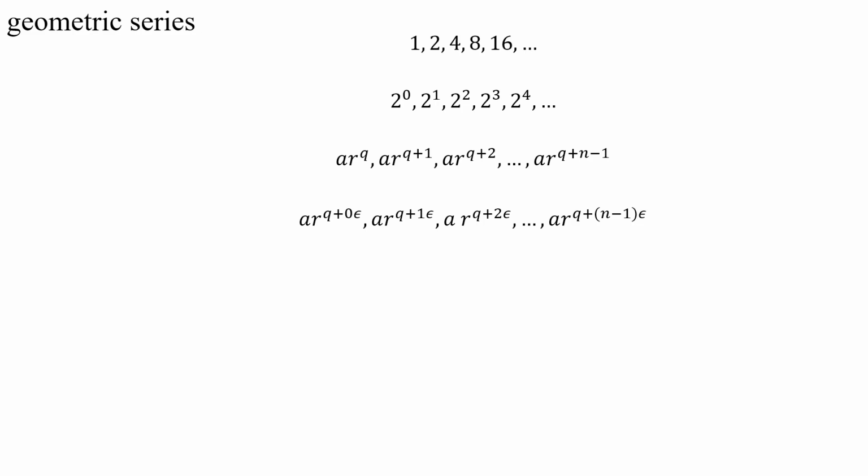We could even generalize beyond this, and I do in the text, but that's good enough for right now. If we're looking at any one of these terms, it might look like a times r to the power q plus i times epsilon, where i is meant to represent 0, 1, 2, 3, etc., and we can index over that. For our concrete series, a equals 1, r equals 2, q is 0, and i times epsilon is i times 1.